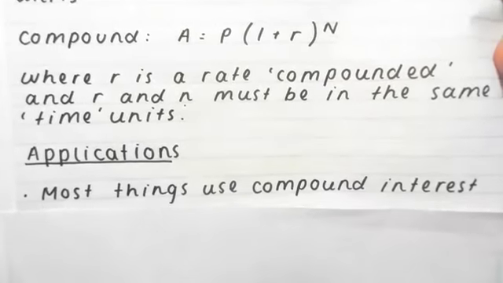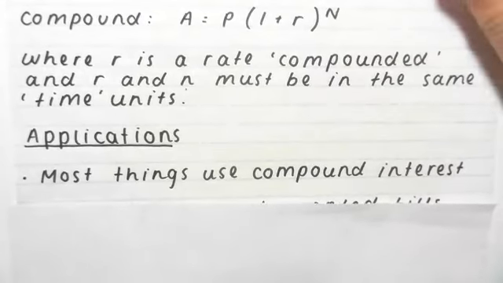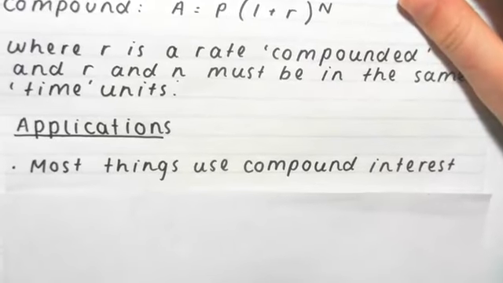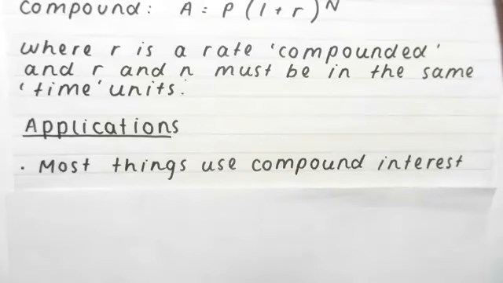So applications, in reality, most things do use compound interest. So if you invest money in a bank or anything like that, you're going to be looking at compound interest. So it's really the one that we see most likely, especially because things like annuities or anything like that are based on this compound interest principle.